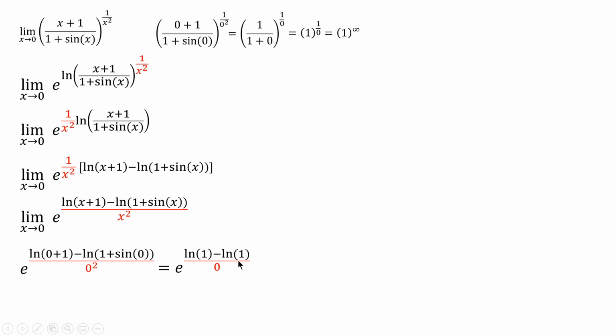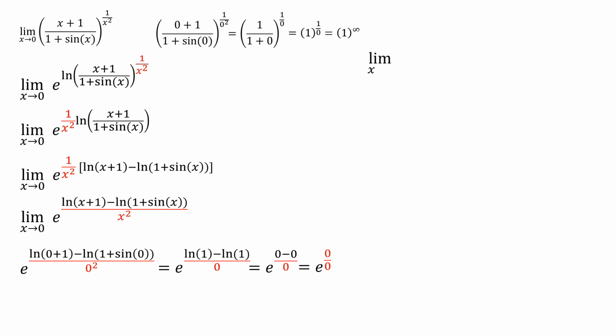But now finish this up. ln of 1 is 0. Alright, so it's going to be 0 minus 0 over 0, which is e to the 0 over 0. So this is proving that we have a 0 over 0 kind of form in the exponent. It tells us L'Hopital is applicable here, okay? So let's take a look.